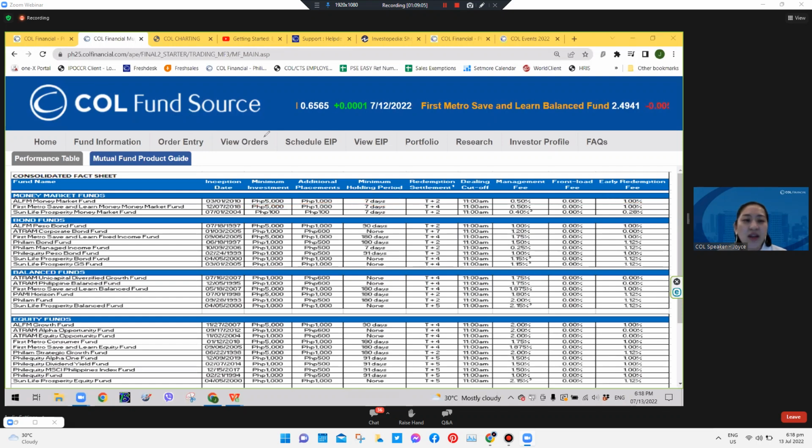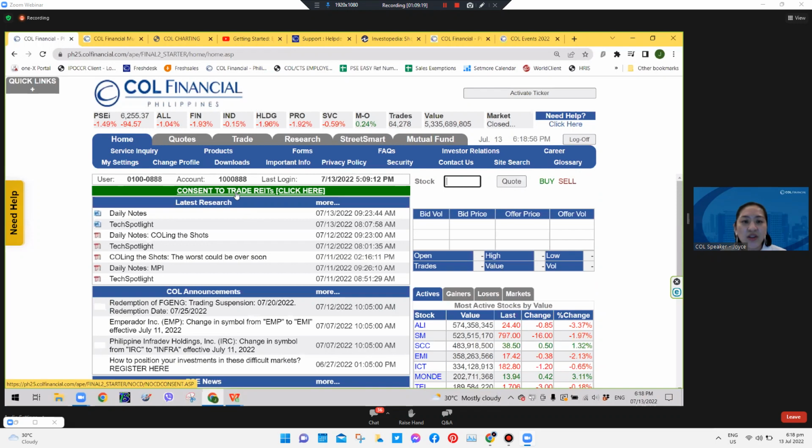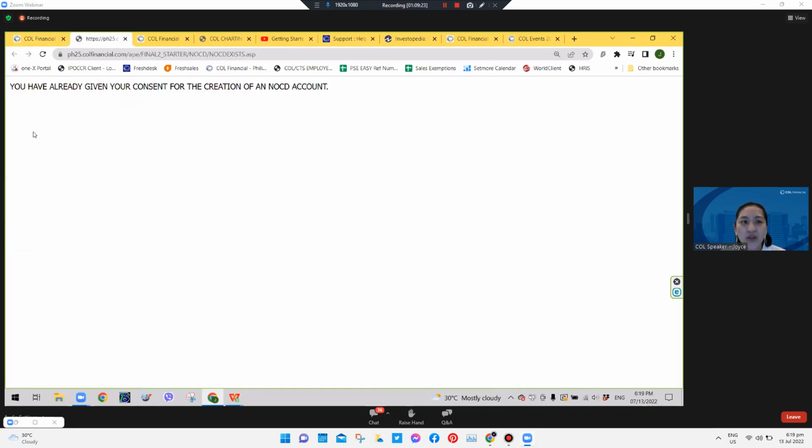So you can definitely look at the research tab here to get a jump start on it, but I would suggest going through our mutual fund webinar. For REITs, for those who will do REITs, go to the home page, click on consent to trade REITs, and this will allow your account to buy and sell REITs. Here I've already given consent. So just click on I agree whenever you see something here.